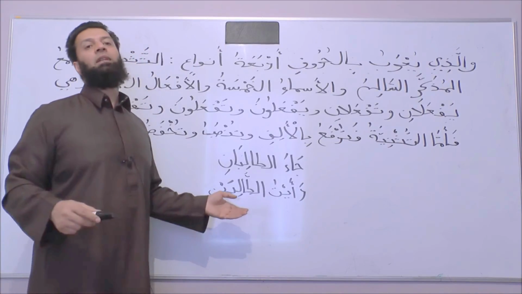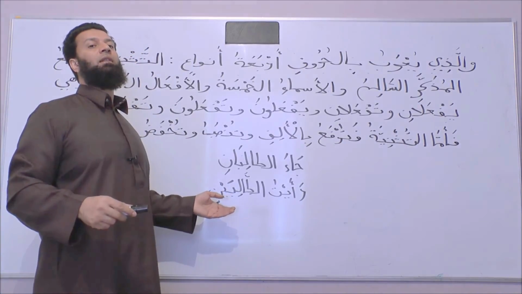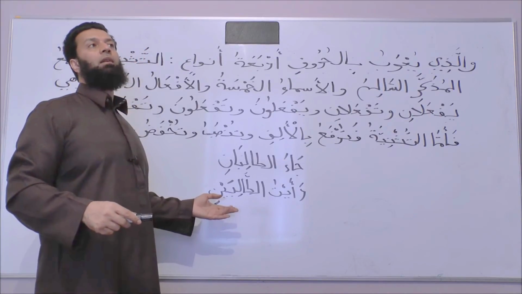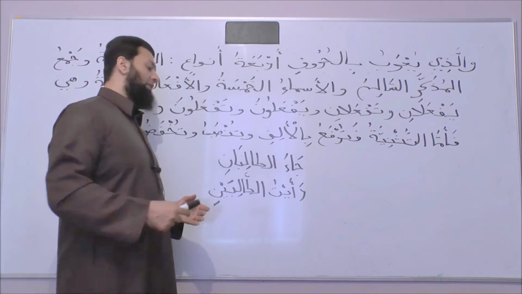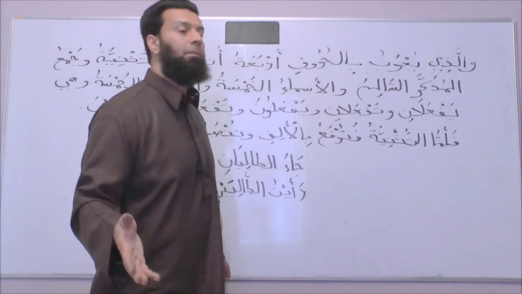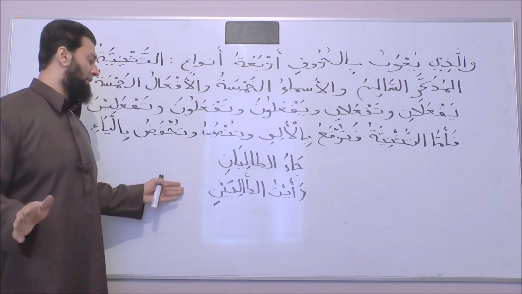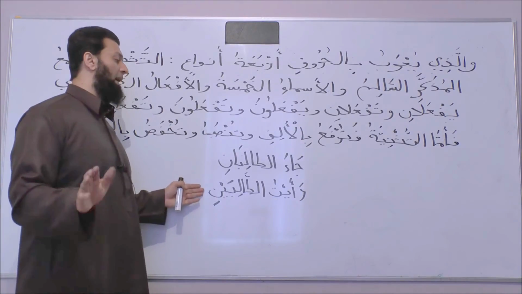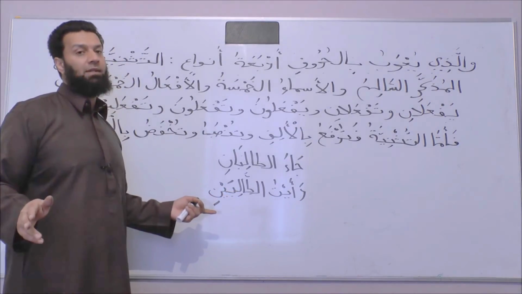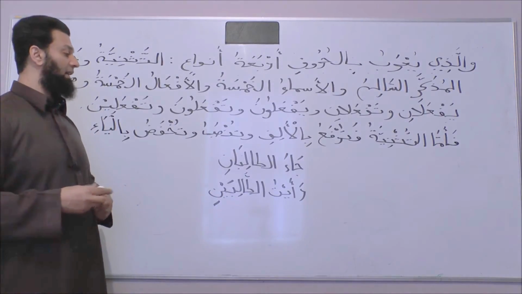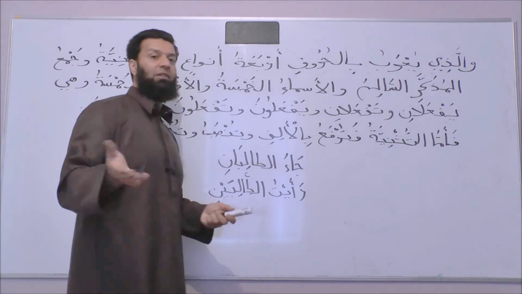منصوب وعلامة نصبه الياء. Right, and some of the grammarians say it's deputizing for الفتحة. حسنا. رأيت الطالبين. I saw the two students. Then وتخفض بالياء, the example you mentioned before.